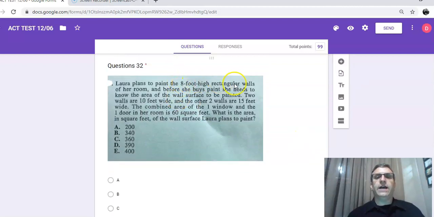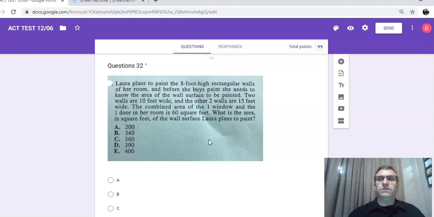She has 8-foot high rectangular walls. She buys paint. The 2 walls are 10-foot wide, and 2 walls are 15 foot. One window and one door eat up 60 square feet. So what is the area of surface that she has to paint? This is a very good question for those of you that are going into any type of interior work or any type of labor work.